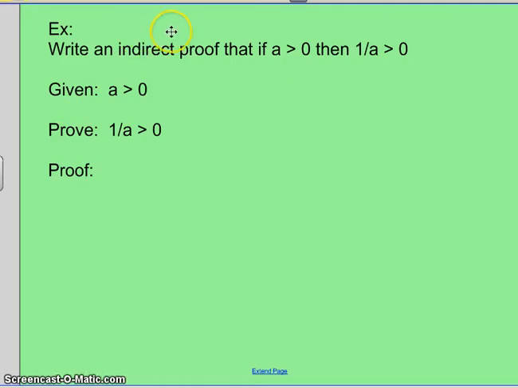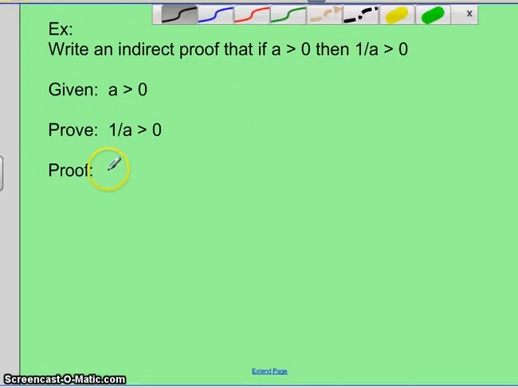Let's try and write the indirect proof to show that if a is greater than 0, then 1 over a is greater than 0. So we're given that a is greater than 0. We're trying to prove that 1 over a is greater than 0. So we have to assume the negation of that. The negation of that is going to be every other possibility. So let's get on to this.